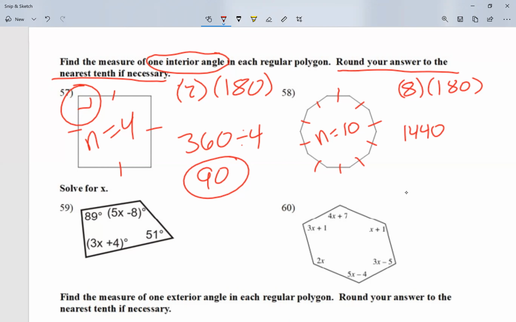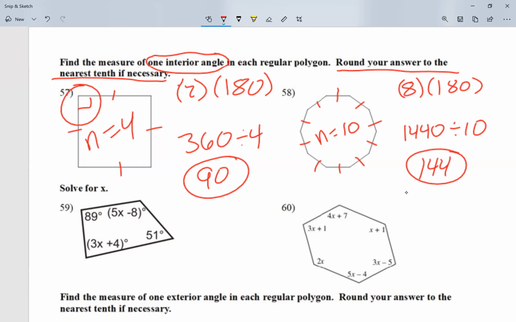And now this thing, I'm going to divide by 10. I'm dividing it by 10 because there's 10 sides, so that means there's 10 angles. 1,440 divided by 10. In my case, I get 144. Some of your answers might be decimals. Don't forget to round it to the nearest tenth.